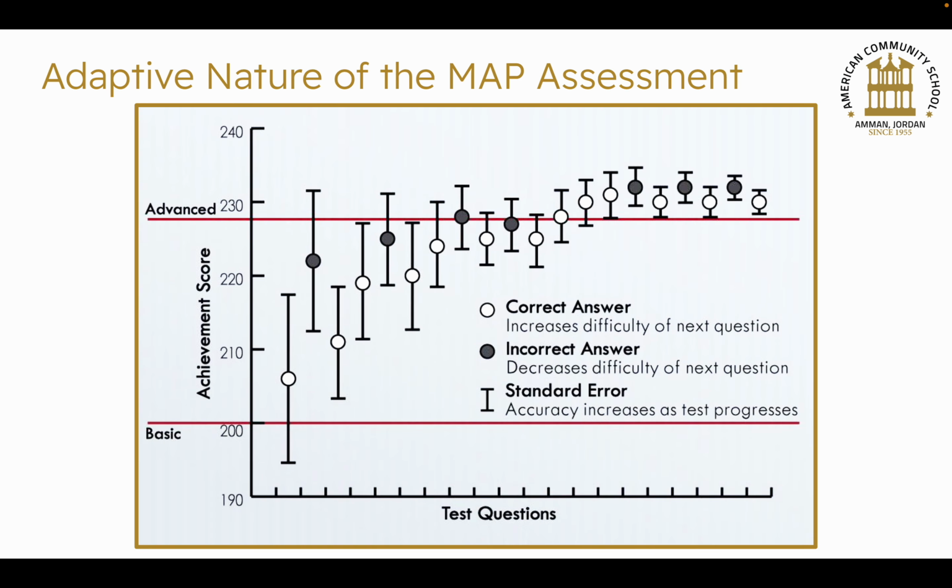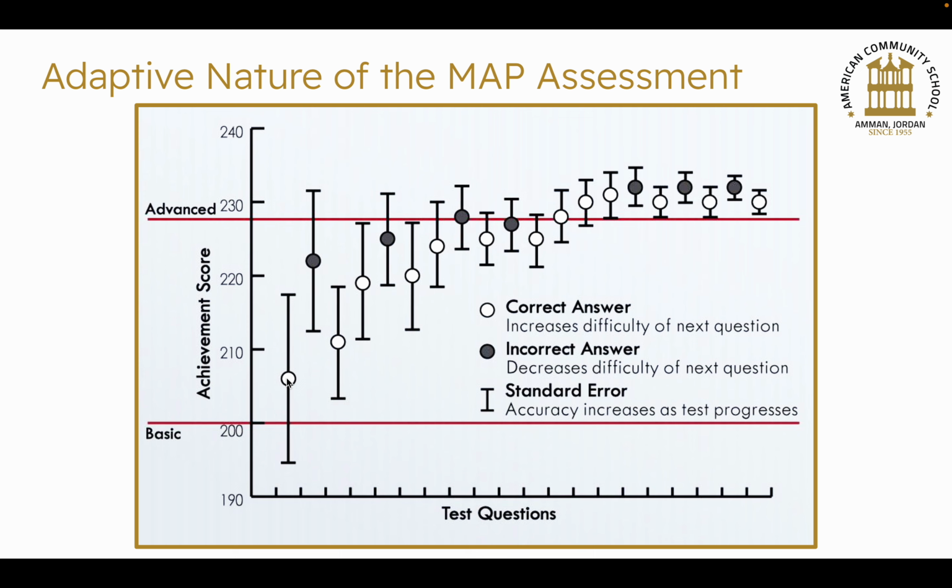So I mentioned earlier that one thing we really appreciate about the MAP assessment is the adaptive nature of the assessment. And this graphic will help you to understand the adaptive nature. So when a student first takes the assessment, they will be given an item or a question that is about where the assessment thinks that they should start based on their age, or if this is the second time they've taken MAP at ACS, based on their previous score.